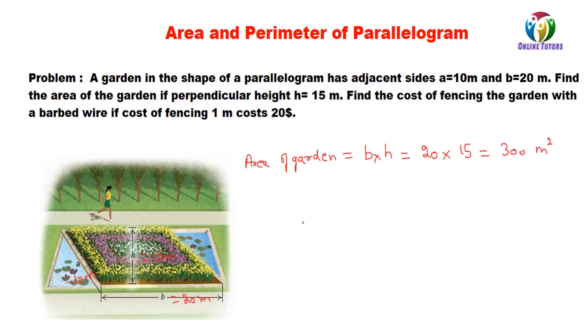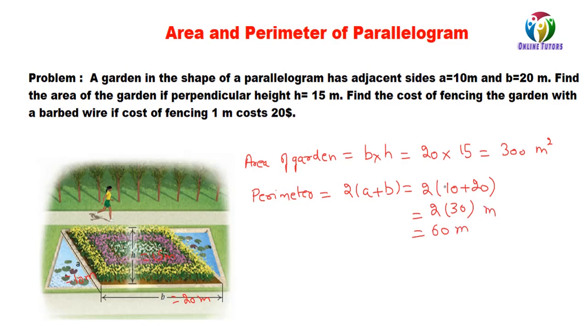Next, we need to find the cost of fencing the garden. So indirectly this problem is telling me to calculate the perimeter of the parallelogram. The perimeter, or length of the boundary of the garden, will be equal to 2 into A plus B, which will be 2 into 10 plus 20. So it will be 2 into 30, which is 60 meters. So the length of the boundary comes out to be 60 meters.